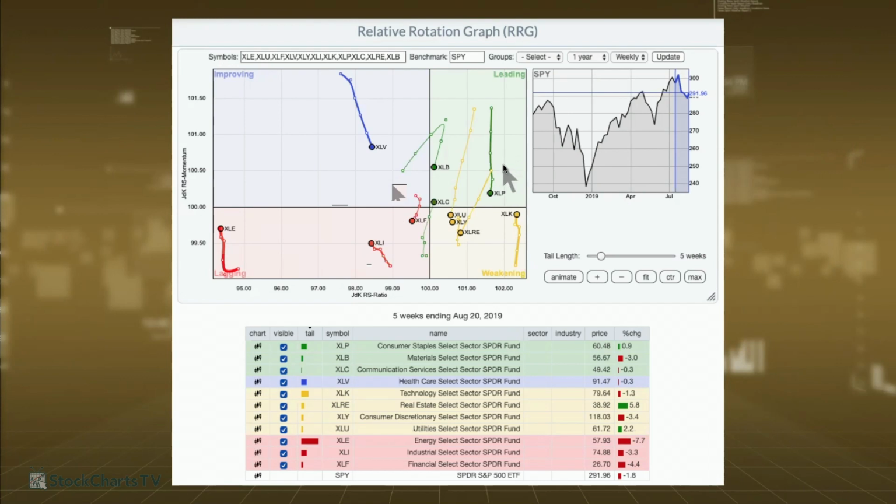Look which one is losing a lot of steam: XLP, the staples. While they are in the leading category, they really are starting to head toward the weakening quadrant. So you can make some assumptions and take your analysis to the next level by using the relative rotation graph.